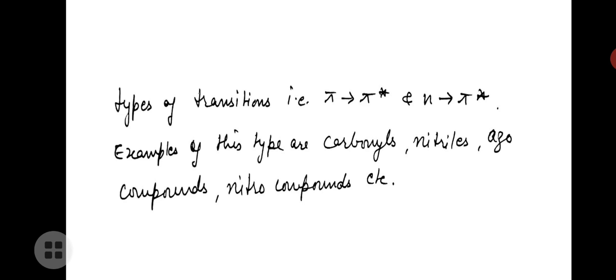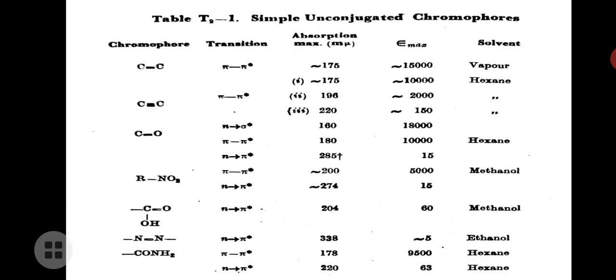In compounds of the type saturated hydrocarbons like alkanes, the absorption occurs around 150 millimicron as a result of sigma to sigma star transitions. For compounds containing such atoms as oxygen, sulfur, nitrogen, absorption occurs around 190 millimicron as a result of n to sigma star transition. There are no set rules for the identification of a chromophore.